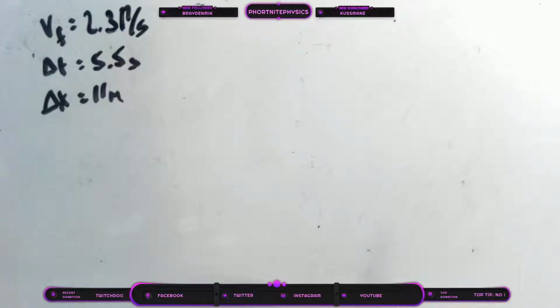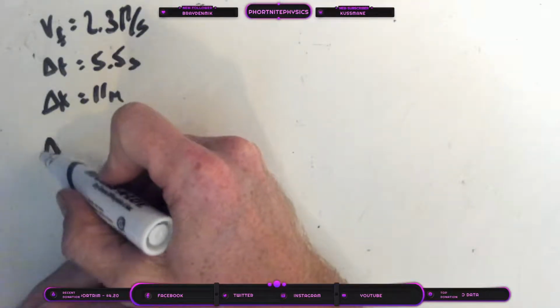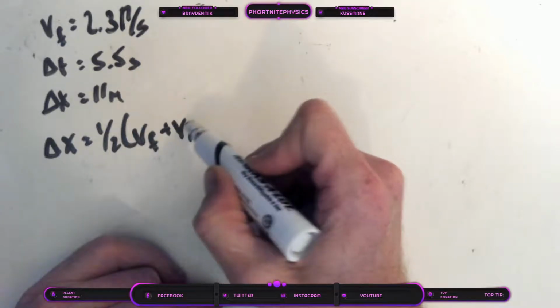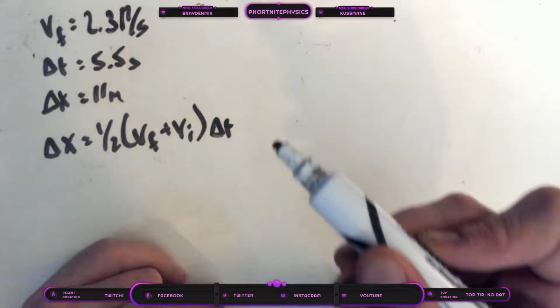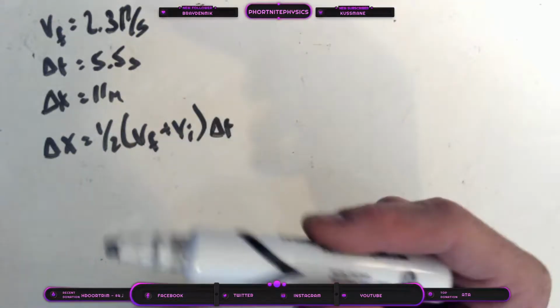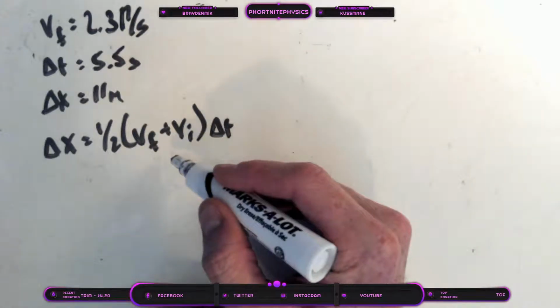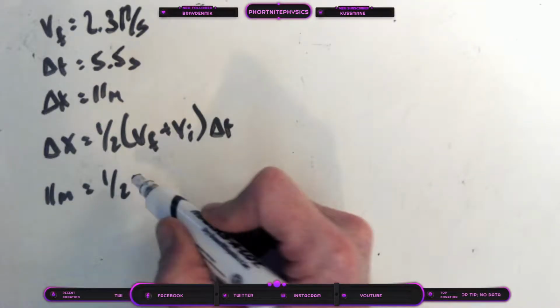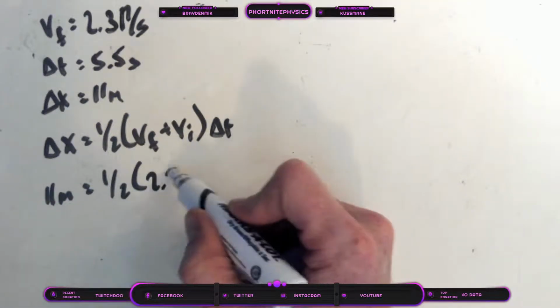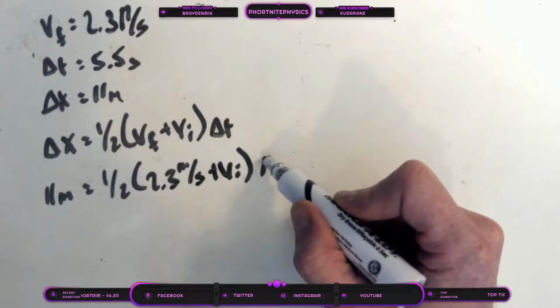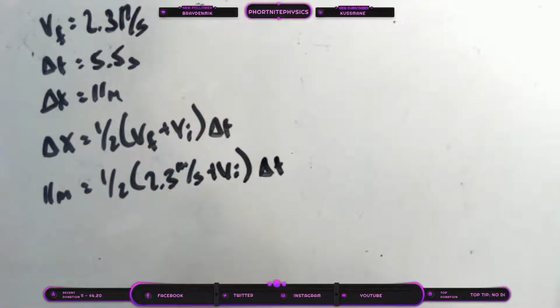We can do this in a couple ways. We can do this one: delta x equals 1/2 (Vf plus Vi) multiplied by delta t. That one seems pretty reasonable. We have a Vf, we know a delta x, and we know a delta time, so our only unknown is Vi. So let's go ahead and do that one. 11 meters equals 1/2, and our Vf is 2.3 meters per second, plus whatever Vi is, multiplied by our delta time, 5.5 seconds.